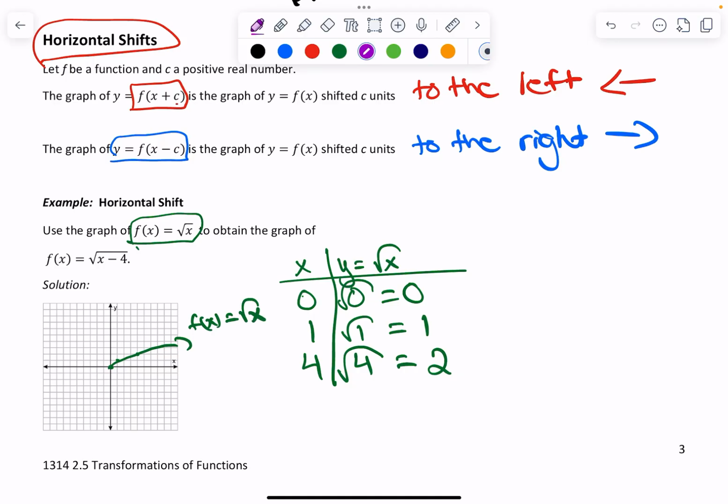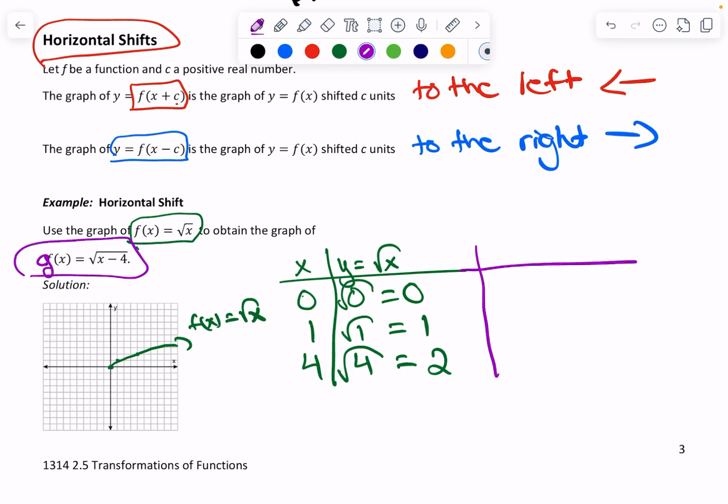Okay, next, we're going to go ahead and do the g of x, which is square root of x minus 4. So we're plugging in 0, 0 minus 4.